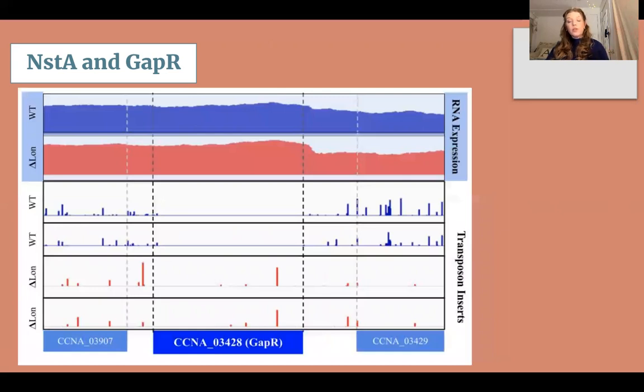In GAPR, however, we're able to see that there is slight upregulation, maybe not, but we're able to see these insertions. So with the fact that it lacks insertions in the wild type, but not in the delta lon, it means that for some odd reason, GAPR is disposable in a delta lon mutant, that it's not needed, and the activity of GAPR can actually be not used within delta lon.